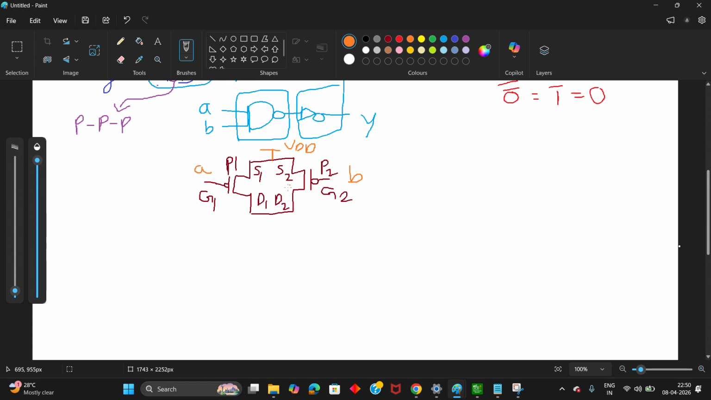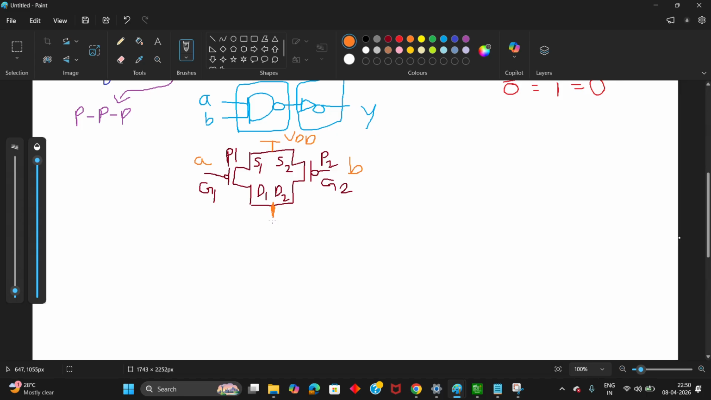Okay, and what you need to do is extend the drain like this. Now our pull-up network is completed for the NAND gate. For the pull-down network, we need to connect NMOS transistors in series.